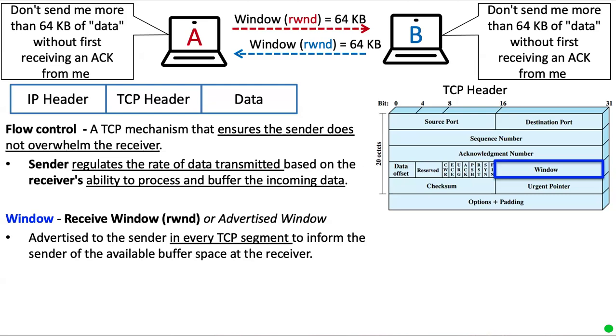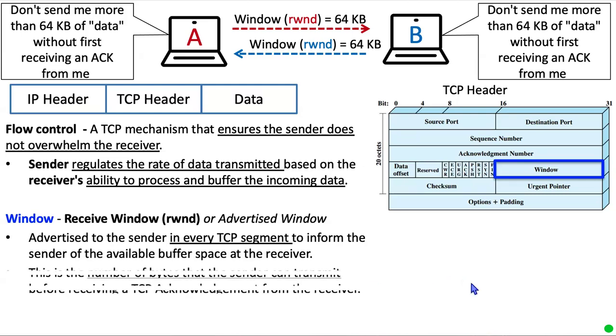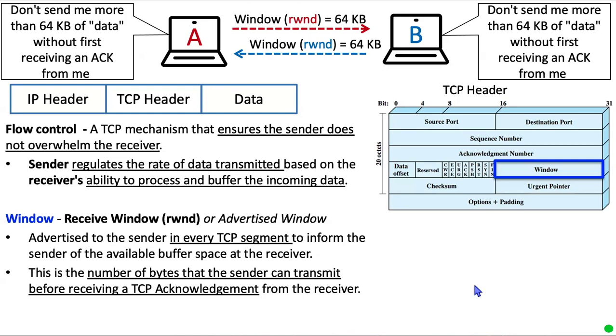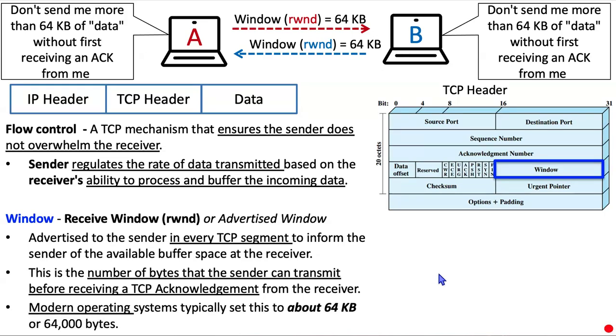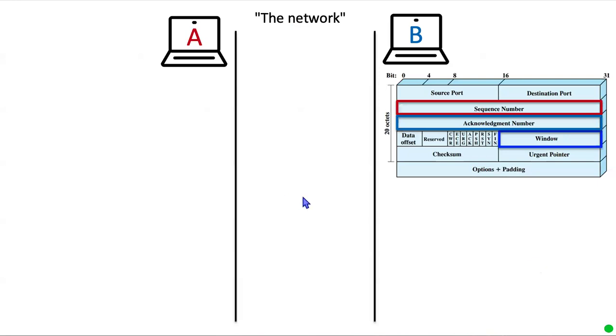This is a very dynamic value. Now, the 64,000 bytes, this window size, is the number of bytes that the sender can transmit before receiving a TCP acknowledgement from the receiver. We'll see what I mean in just a moment. So most modern operating systems typically set this to about 64,000 bytes. Let's do a little bit of an example here. So we've got the network here in between PCA and PCB. This could be over a single LAN or it could be over many networks.